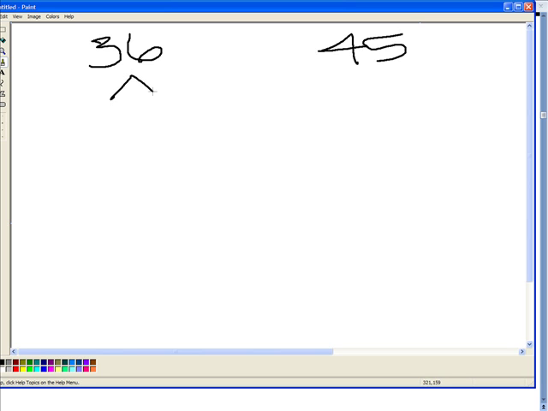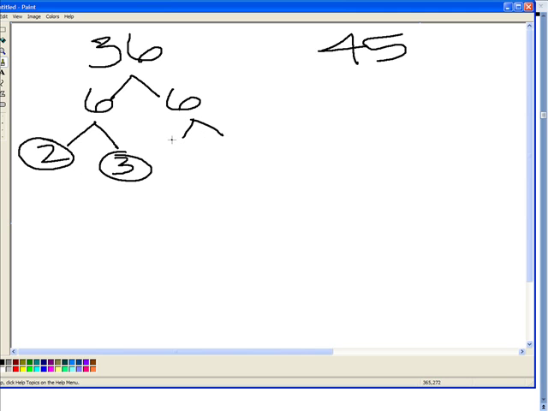Okay, 36. I can pick any two numbers that multiply to make 36. 6 and 6 comes easily to mind. 4 times 9 also works. 6 is 2 times 3. And when I make factor trees, I like to circle my primes because then I know that I'm done. I don't have any branches that are missing prime numbers. I've got my primes circled. There's that. 6 is also 2 times 3.